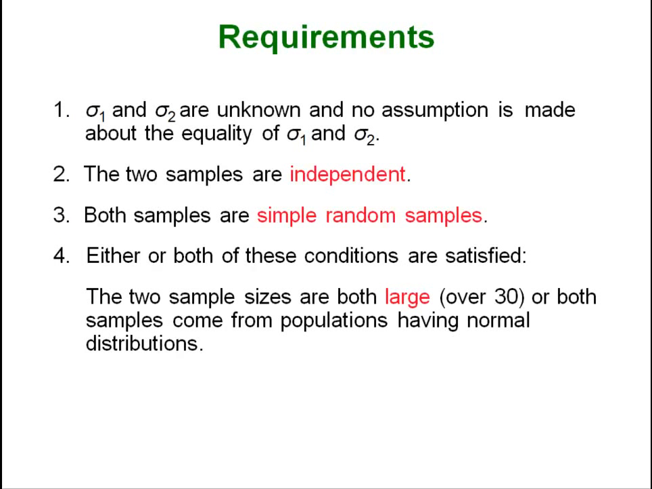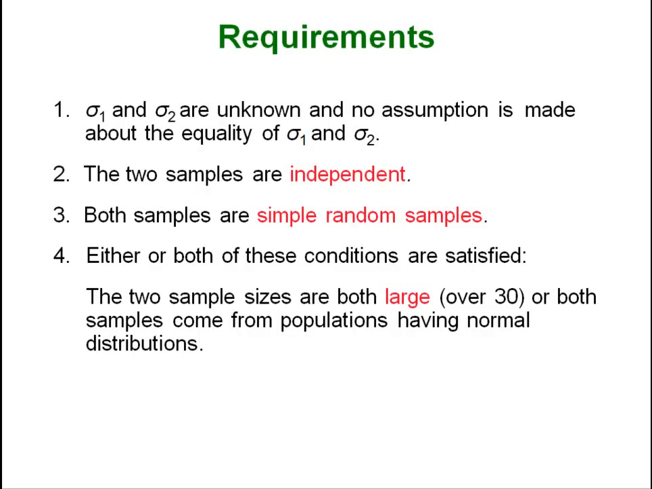Okay, requirements for this test. Sigma 1 and 2 have to be unknown, and no assumption is made about the equality of them. That's the big key thing that we're doing now. The two samples have to be independent. Both samples have to be simple random samples. And then we're back to that same condition we had before, where we have to either be sampling from a population that has a normal distribution, or we have to make sure our samples are large enough, in this case over 30.